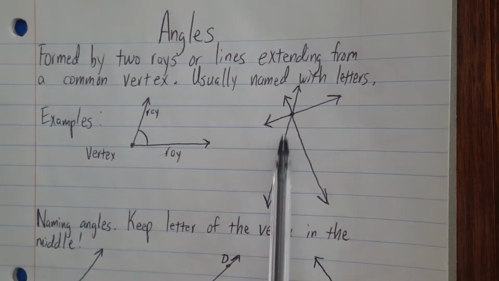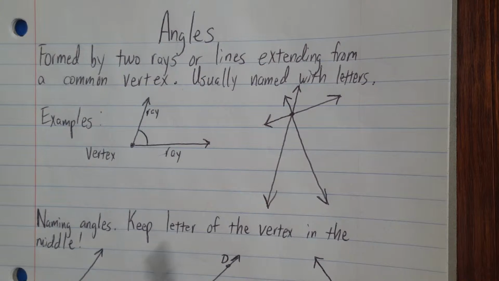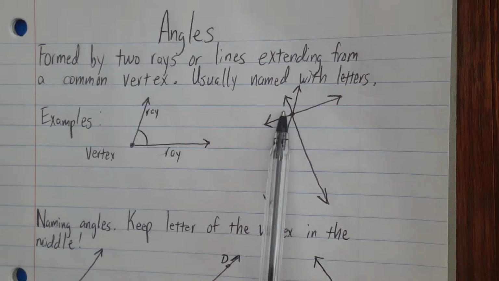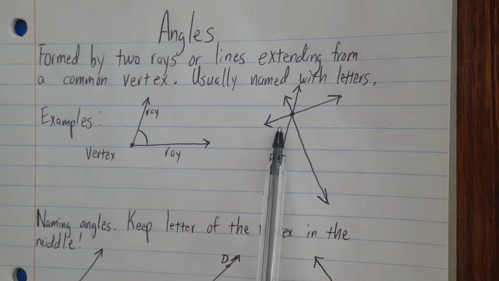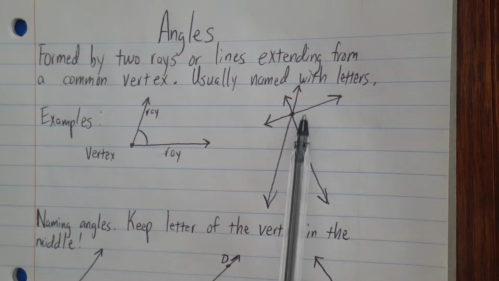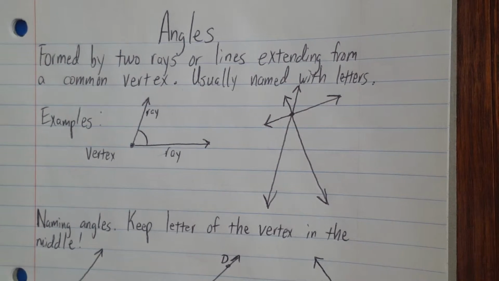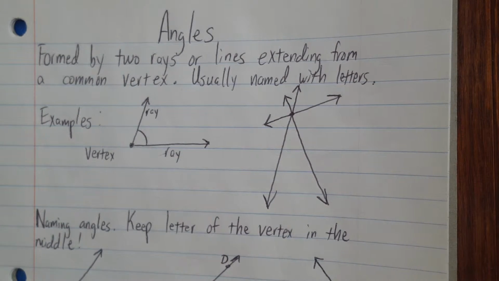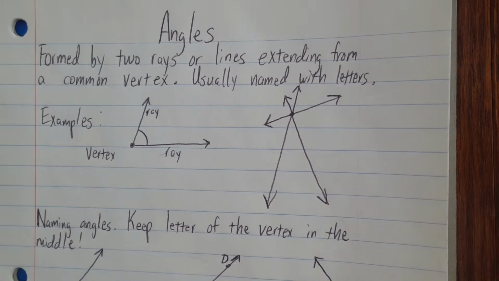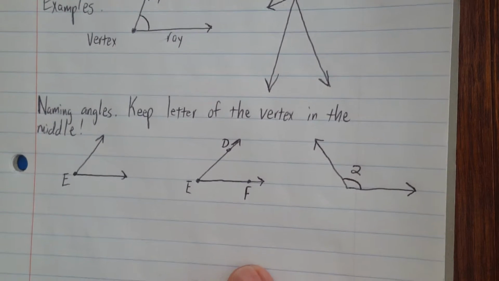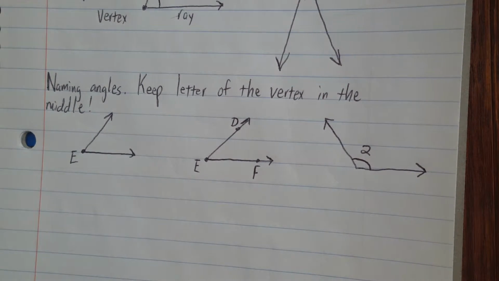I've got another example for you here using lines that go on forever. They meet here and they form a lot of different angles. So all of these spaces here, here, here, here, here, and here are all different types or examples of angles. Okay, so with that in mind, let's talk really quick about naming angles, because that's important.